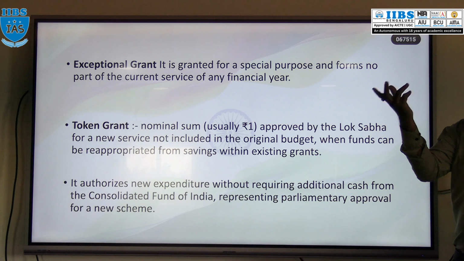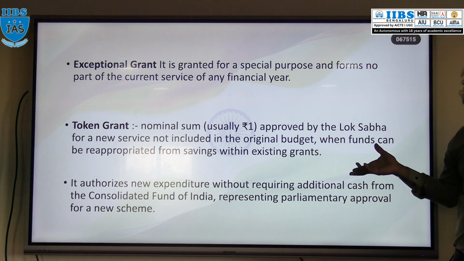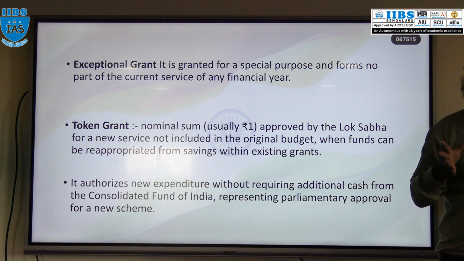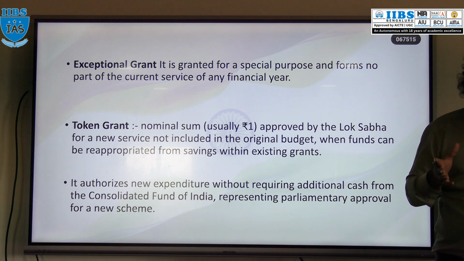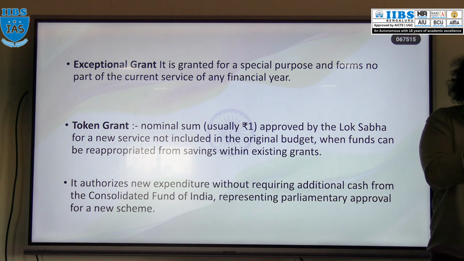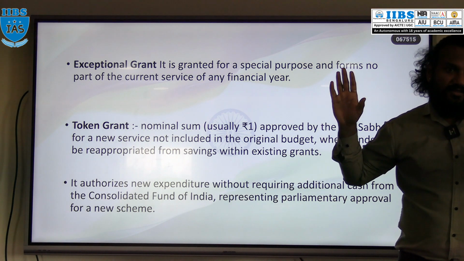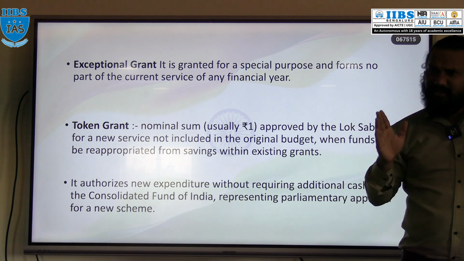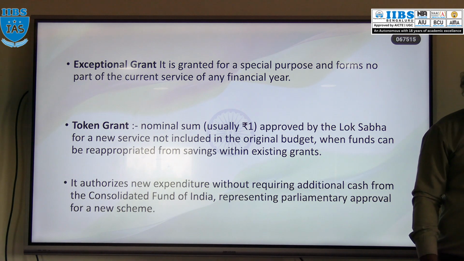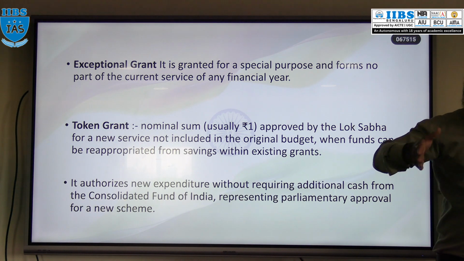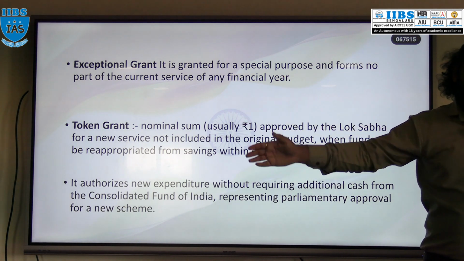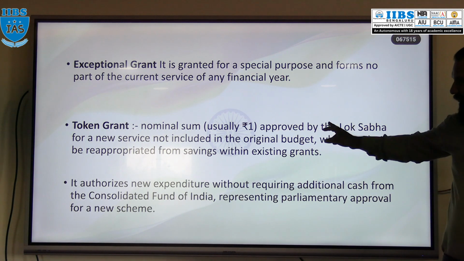For example, any new service which is not mentioned in the budget, while for other services which are mentioned in the budget, their amount is still there, so that amount can be transferred to this new service. Are you understanding? Here a separate grant, separate money, will not be given. Here it is just a permission that wherever excess is there, from there you reappropriate to another new service which is not mentioned in the budget.